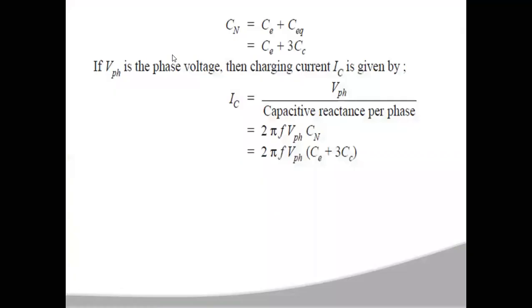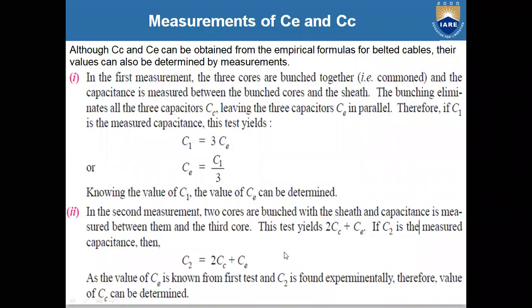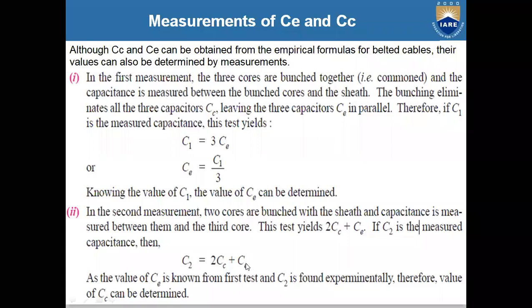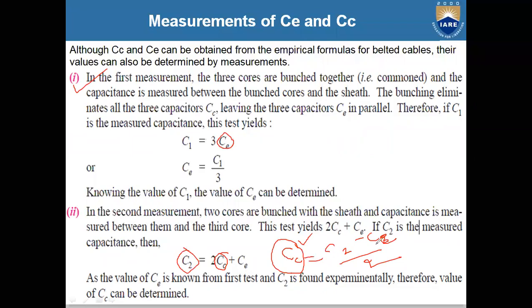So like that you can calculate your CC. So this C2 is equal to 2 times CC plus CE. From this expression, you can calculate the value of CC. CC is equal to (C2 minus CE) by 2. Now you got the value of CC. To calculate this CC value, you must do this measurement. First you have to calculate CE, then you have to calculate C2. Then the CC value will be (C2 minus CE) by 2. This is how you can calculate the value of CC.